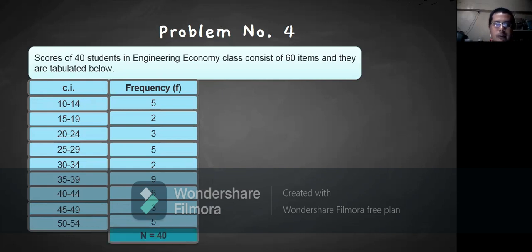N is the total number of cases, which is 40. And the class interval, our class size, is 5. To get the class size, just subtract the lower limit from the upper limit, then add 1. That will be your class size. However, in our previous discussion, we also discussed how to get the class size using the formula for the class size.